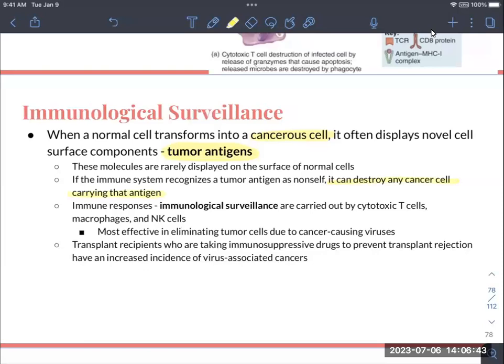These are carried out by those cytotoxic T cells, those macrophages, and those natural killer cells. They are actually the most effective at getting rid of tumor cells, because of viruses that cause cancer. We have plenty of viruses out there that cause cancer. These cells can recognize and get rid of cells that are invaded by these different viruses.